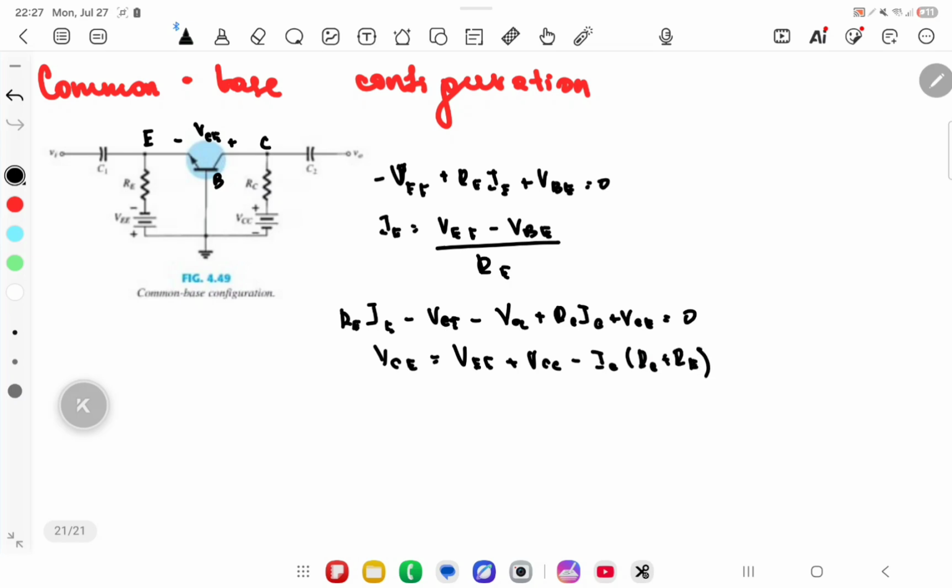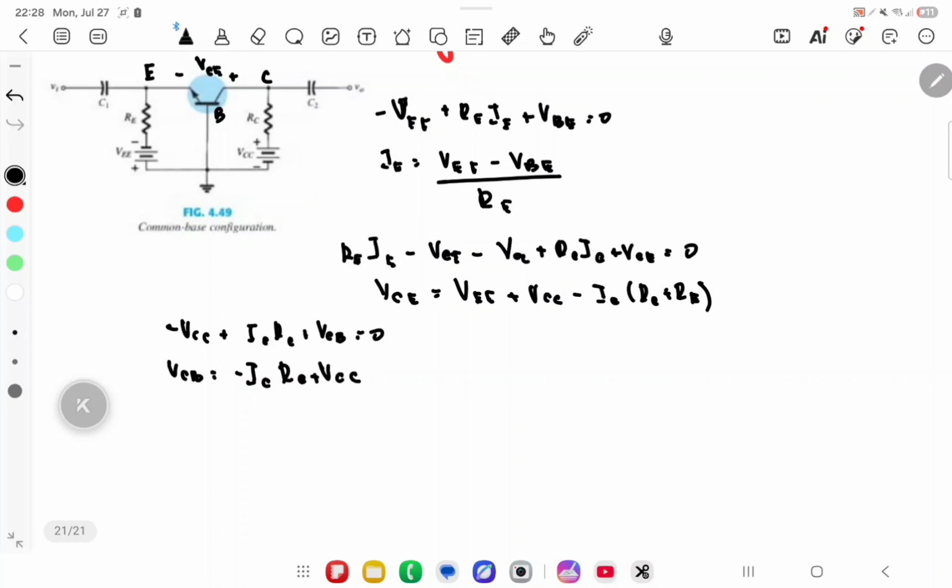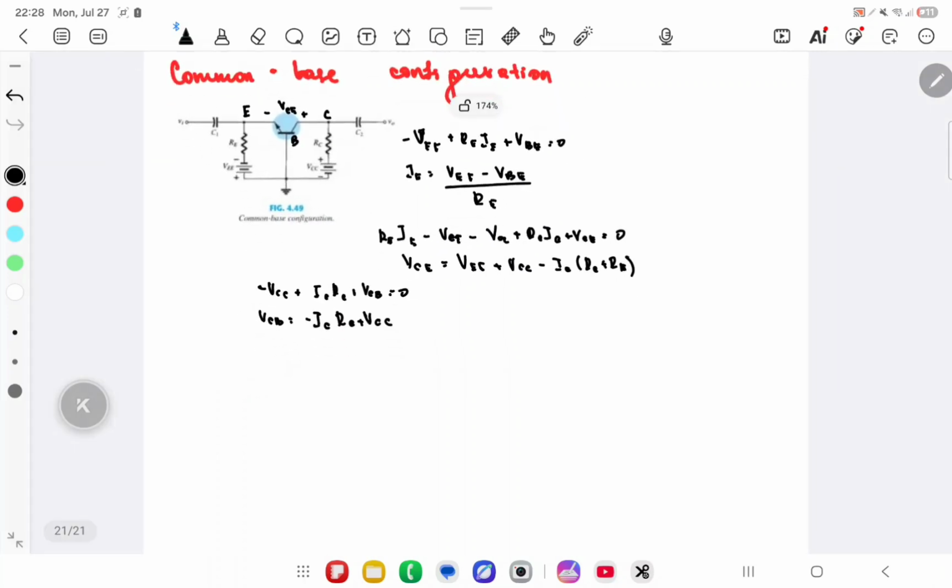Okay? We might as well be interested in finding what our VCB is equal to, and all the same, just like this equation, minus VCC plus IC RC plus VCB is equal to 0. So VCB is equal to minus IC RC plus VCC. And that's all with the formulas. It's quite straightforward compared to what we've had previously.